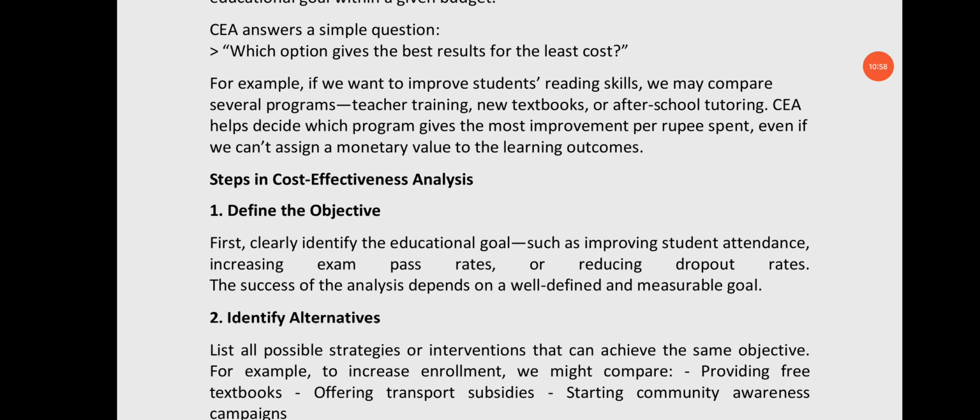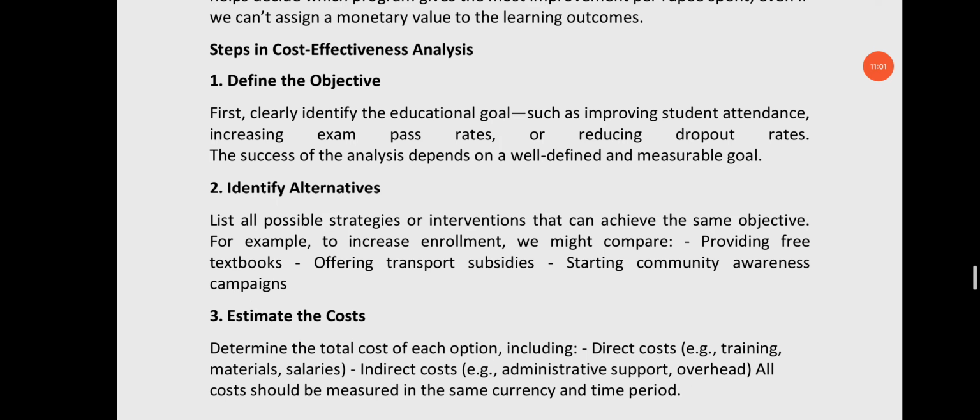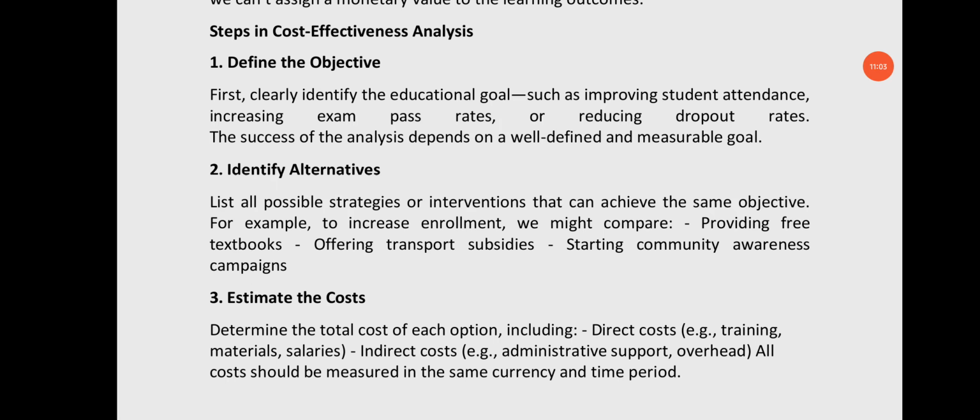Steps in cost effectiveness analysis. Number one, define the objectives. First, clearly identify the educational goal, such as improving student attendance, increasing exam pass rate, or reducing dropout rates. The success of the analysis depends on a well-defined and measurable goal. Number two, identify alternatives. List all possible strategies or interventions that can achieve the same objective. For example, to increase enrollment, we might compare providing free textbooks, offering transport subsidies, or starting community awareness campaigns.